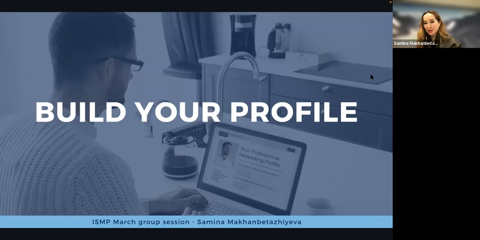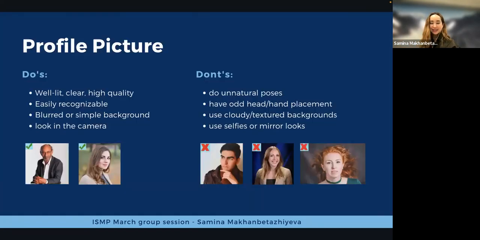So now, building your profile, we're going to go section by section. Obviously, the profile picture is the number one thing that you have on your LinkedIn. So some of the do's: make sure that you have a well-lit, clear, and high-quality image, and that you are easily recognizable, because I know there were some instances where the photos were so different from what the person looks like in real life. And that's the most awkward situation that you can be in. So don't be that person.